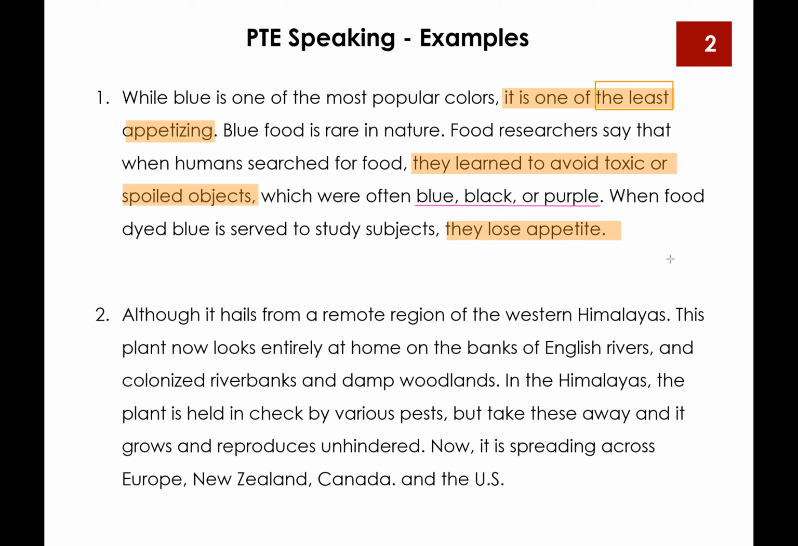All right, so as you can see here, some other words that I stressed include "one of the most popular colors." Actually, I should use a bracket, right? Because it's "the most." And I also stress "avoid toxic or spoiled objects." So a lot of times when we reach verbs or verbals, we can actually pause a little bit. And of course, some of the obvious places to pause would be our punctuation. So a comma indicates a quicker pause, while a period indicates a longer pause, right?